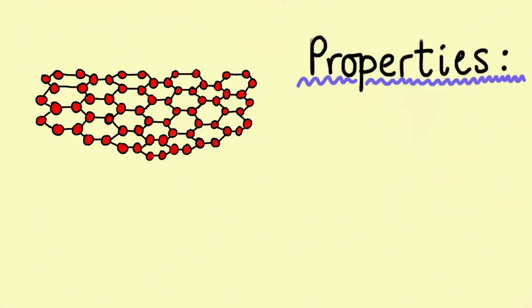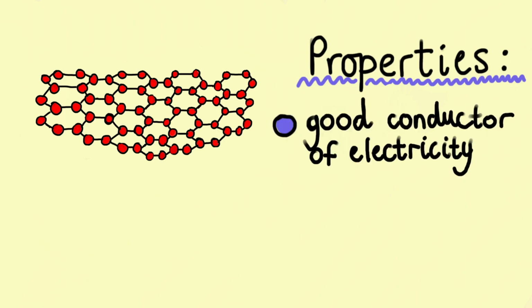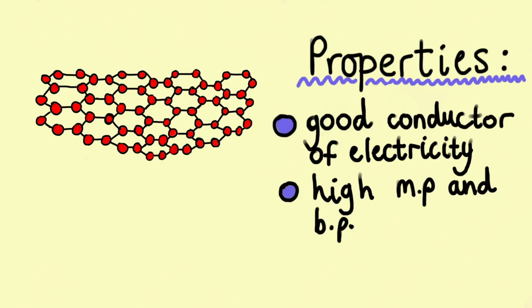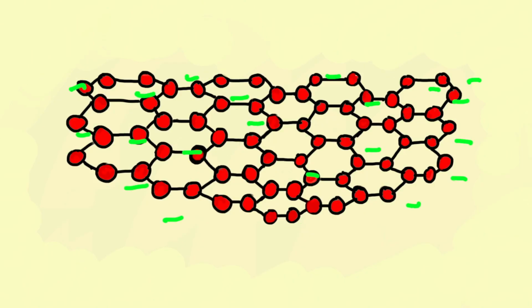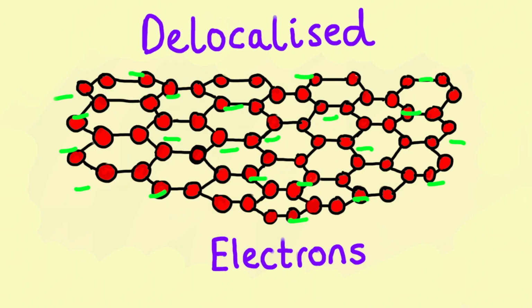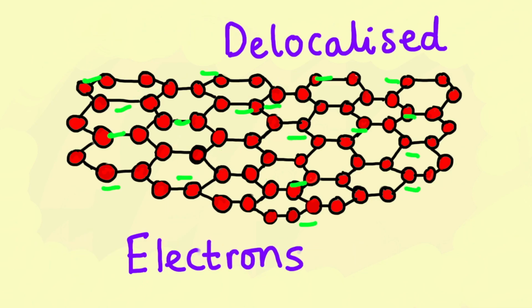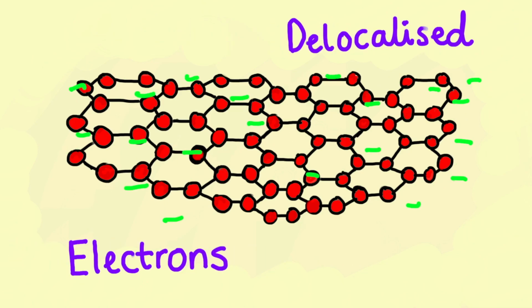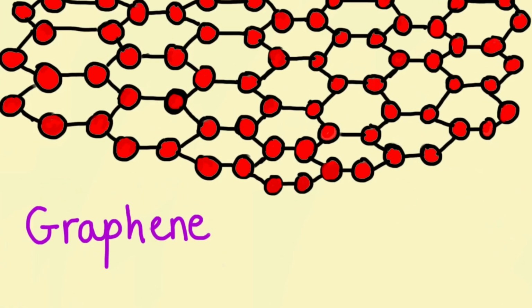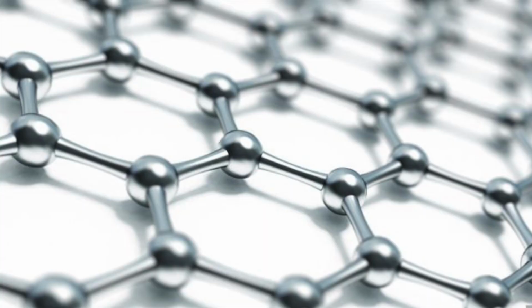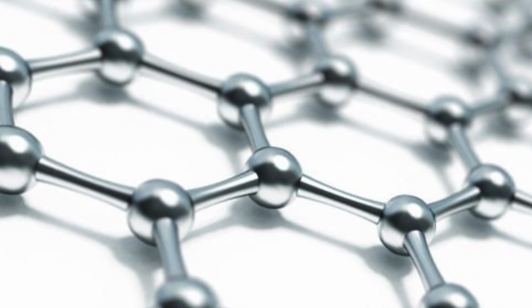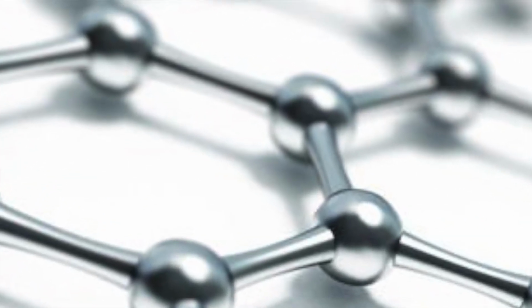In terms of properties, graphene is a good conductor of electricity. It has a high melting and boiling point, and it is very strong. It is an excellent conductor of electricity because of the presence of delocalized electrons which are free moving and carry a charge. Graphene's high melting and boiling point and strength come down to the strong covalent bonds between the carbon atoms, which require a lot of energy to overcome.